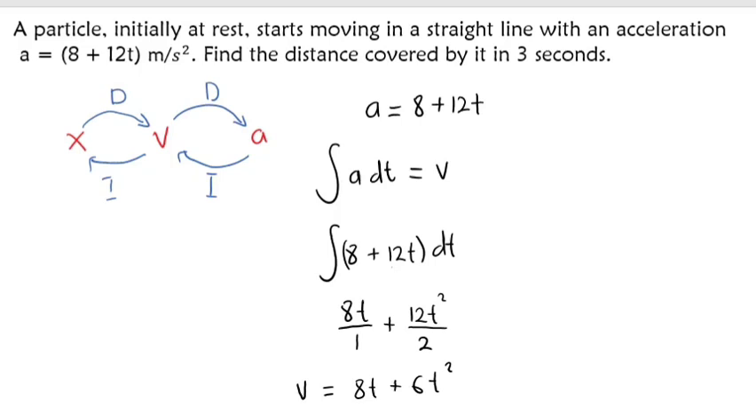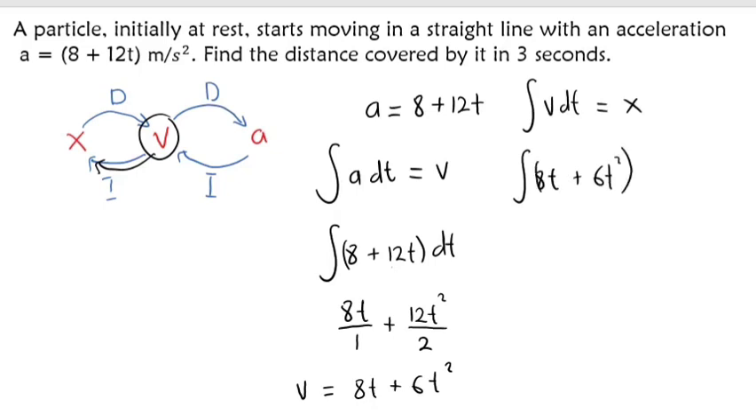Remember, if you have velocity, to find distance or displacement, we have to integrate again. So the integral of velocity with respect to time will give us distance or displacement. So let's integrate velocity. We have 8t plus 6t squared with respect to t. That's the velocity. Integrating 8t gives us 8t squared over 2. Integrating 6t squared gives us 6t to the power 3 over 3.